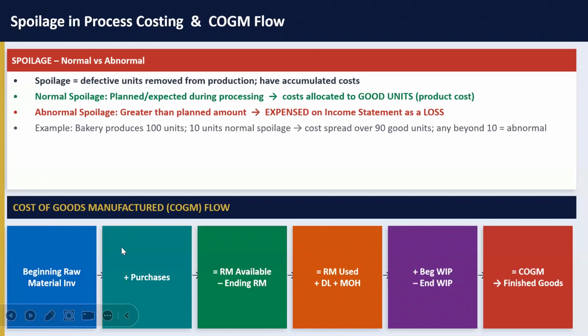So next up, there is a flow for cost of goods manufactured. We all know already how we calculate this. It is beginning raw material inventory plus purchases, which equals raw material available. Minus your ending raw material gives you raw material used in production, plus direct labor plus manufacturing overhead, plus beginning work in process and minus ending work in process gives you cost of goods manufactured. In simple terms, your manufacturing costs plus beginning work in process minus ending work in process gives you cost of goods manufactured. As simple as that.